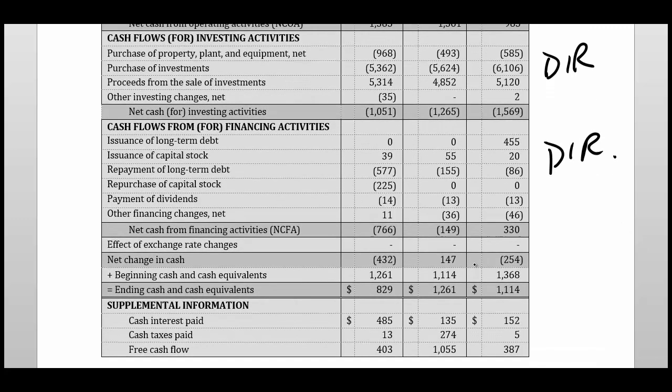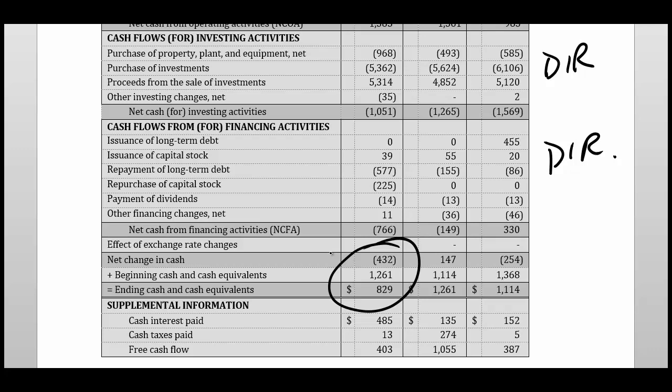And all this comes together at the bottom. The way this ends up is you add together the operating, investing, and financing, OIF, OIF, and you get a net change in cash. You add it to the beginning balance, and then you get the ending balance. So in this case, operating plus investing plus financing is a decrease of $432 million. We had cash in the beginning of the year of $1,261 million, and so we have cash at the end of the year of $829 million. This is the structure of the statement of cash flows.